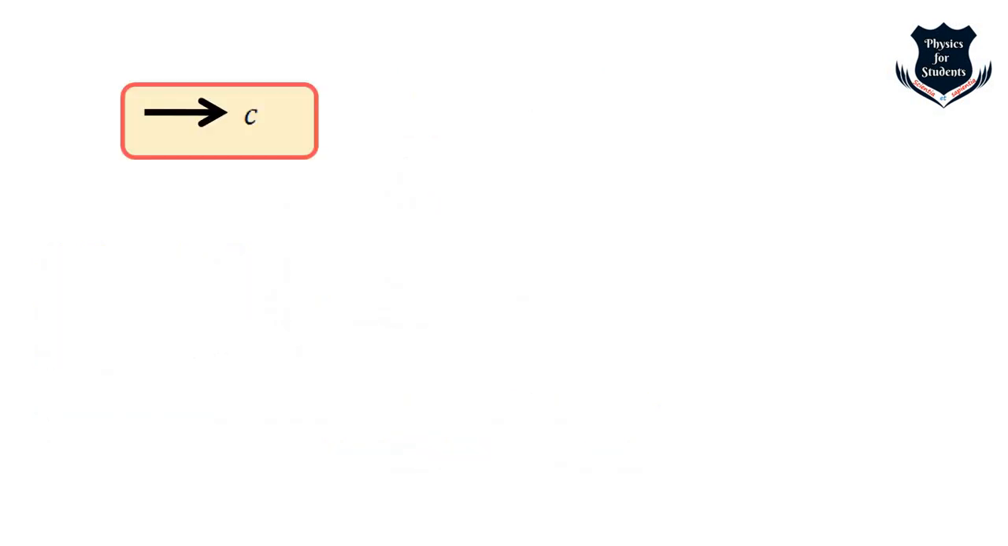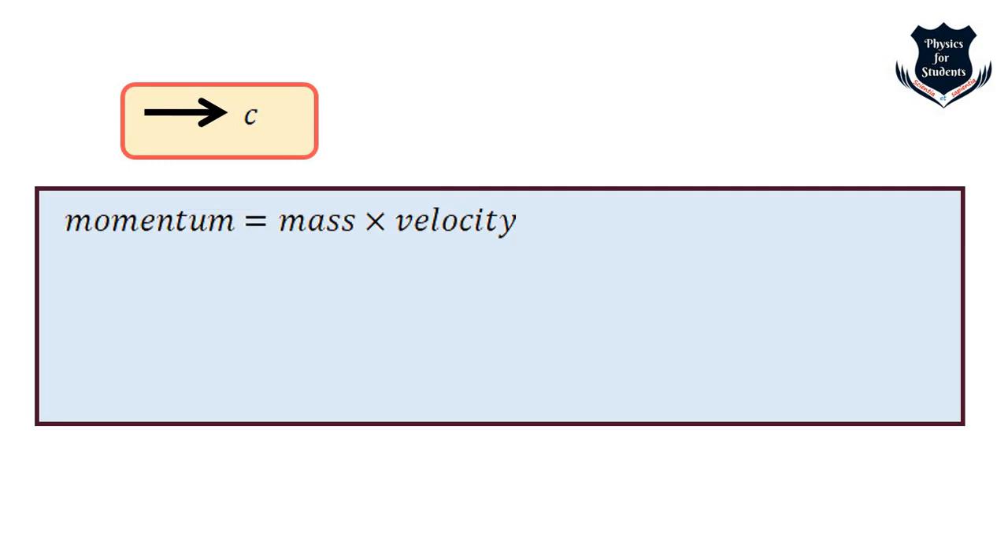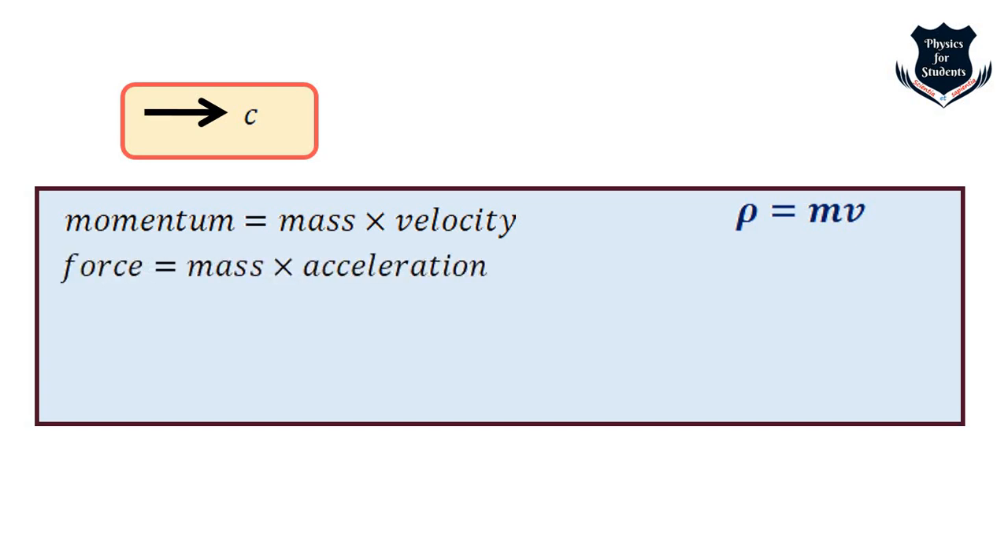Now say, for example, we take a body which is moving close to the speed of light, that is c. We know from Newtonian mechanics that momentum equals mass times velocity, and in mathematical form we can write p equals mv. We also know that force equals mass times acceleration, which we all know, F equals ma.